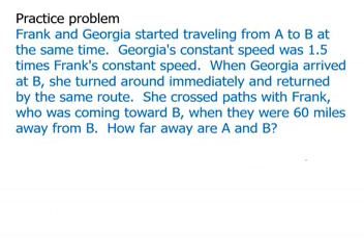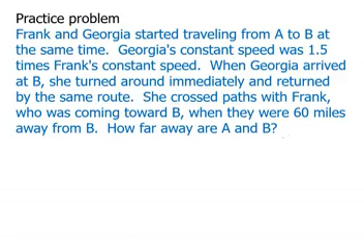Here's a practice problem. Pause the video and then we'll talk about this. Okay, Frank and Georgia started traveling from A to B at the same time. Georgia's constant speed was 1.5 times Frank's constant speed. When Georgia arrived at B, she turned around immediately and returned by the same route. She crossed paths with Frank, who was coming toward B, when they were 60 miles away from B. How far away are A and B?